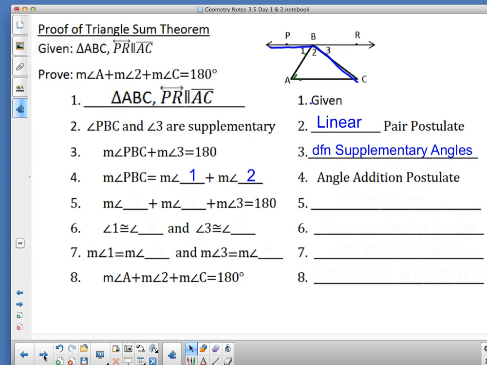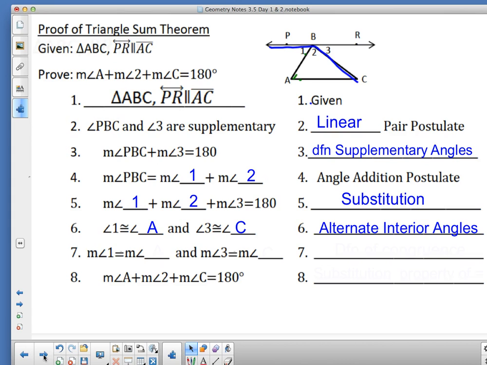So now we know that straight angle is 180. We know these two by substitution. And now let's talk about those two angles I pointed out in the first part of our proof, alternate interior angles. So we've got those going on, with 1 being congruent to A and 3 being congruent to C because of alternate interior angles. Now, here's the big deal on this.